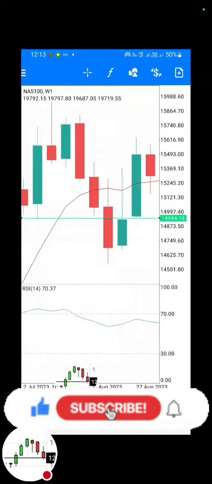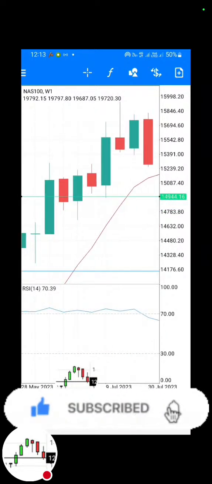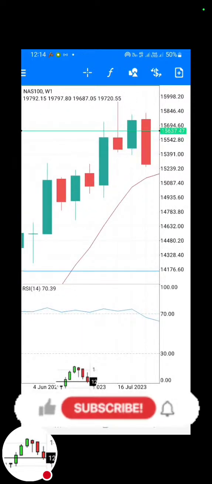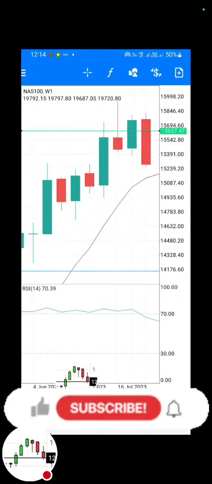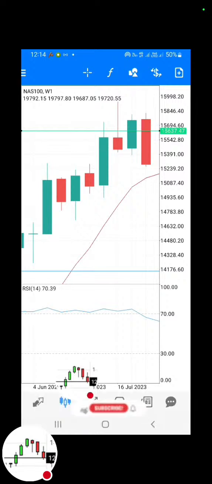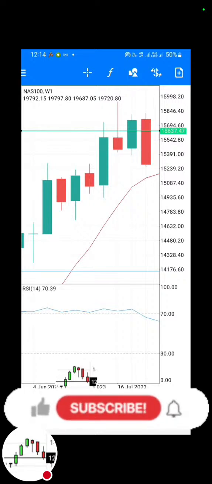Let's go to bearish engulfing candlestick. This is a bearish engulfing candlestick. You can see the red candlestick is bigger than the green candlestick. So when you see this type of pattern, just know that it's a very good reversal pattern, guys. It's a very good reversal pattern.